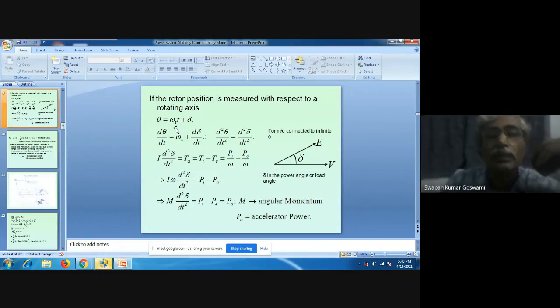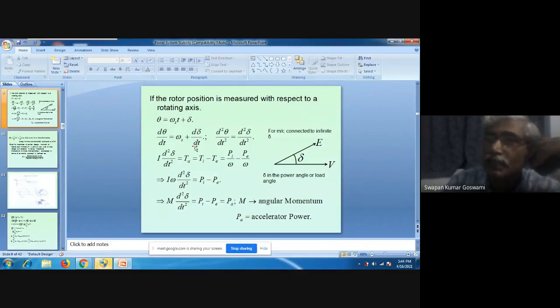Now, this is the position of the rotor, or you can say the position of the quadrature axis of the rotor, along which E is lying. Now, what is d theta dt, the derivative of theta with respect to time? Obviously, the derivative of theta will give us the speed. It was the position, now the speed. So it will be equal to omega s plus d delta dt.